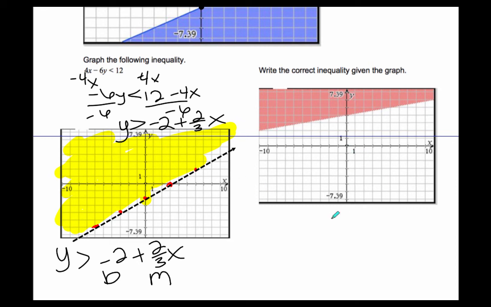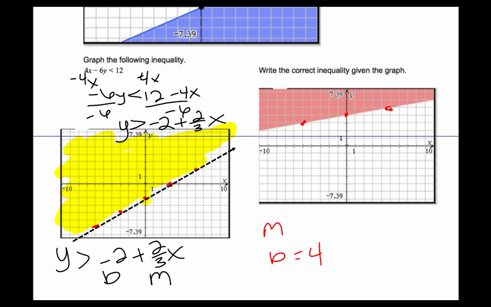All right, last one. Write the correct inequality given the graph. So going back to what we just did a second ago, we need to identify m and b and then write our inequality. Let's start with b. Here is 0, so this is 1, 2, 3, 4. Okay, so my y-intercept is positive 4. Looks like there's another point here and another point here.